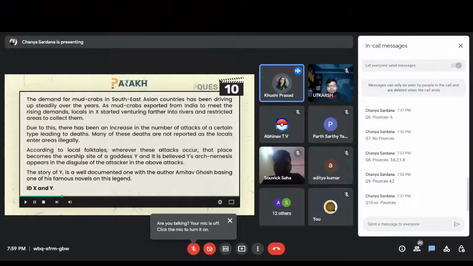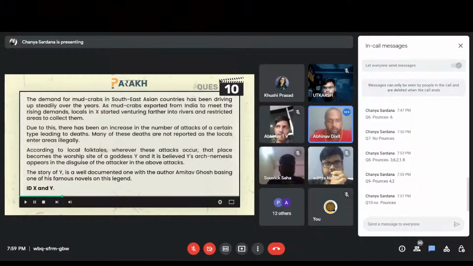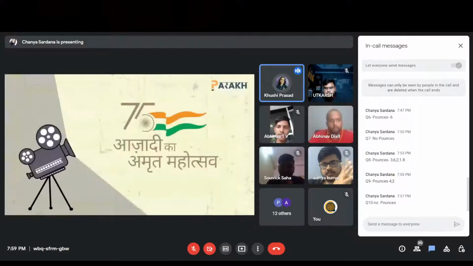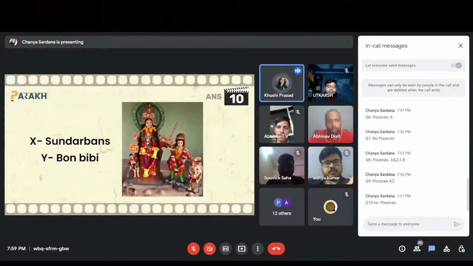Team 2, your guess for Y? Is Y Bon Bibi, and the book The Hungry Tide? Yes, right. Y is Bon Bibi and X is Sundarbans. So team 2 gets 5 points. And no one guessed it on pounce. So on to the next question.